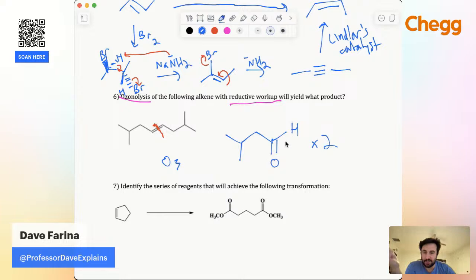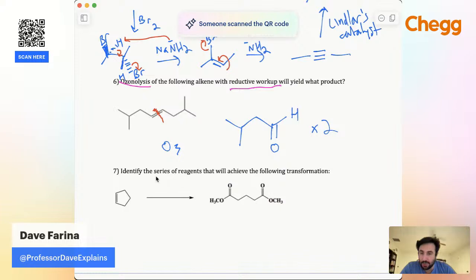So that's ozonolysis. Let's do one more, because what ended up happening with this one is we had a linear one, so we got two fragments. But what about this here? Identify the series of reagents that will achieve the following transformation. We have cyclopentene, and then we have a 1, 2, 3, 4, 5 carbon diester. So these are esters. What are we going to do here?